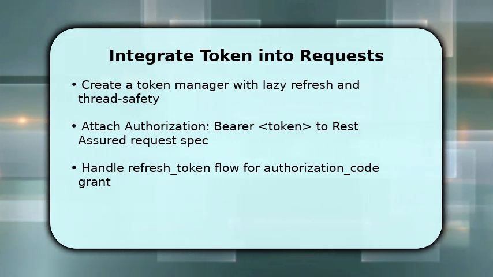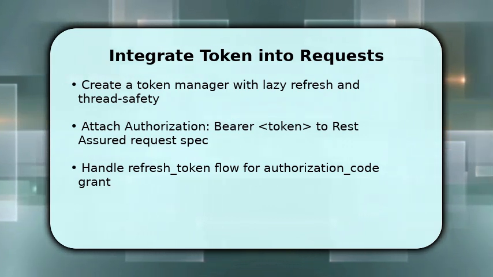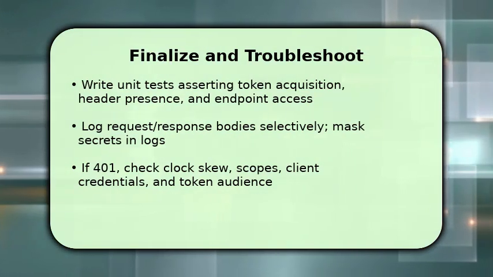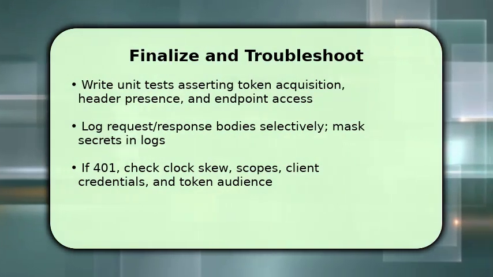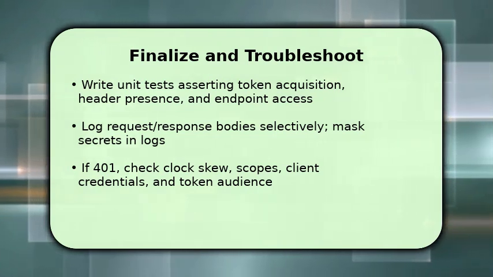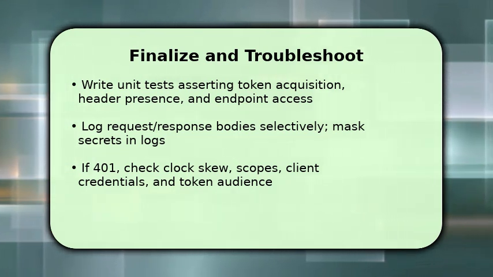If a request returns 401, force refresh the token and replay the request once to avoid false negatives. To finish, add assertions and integration tests that validate token retrieval and authenticated endpoints, and incorporate logging that masks client secret. Make sure automated runs refresh tokens and fail fast if credentials are invalid.